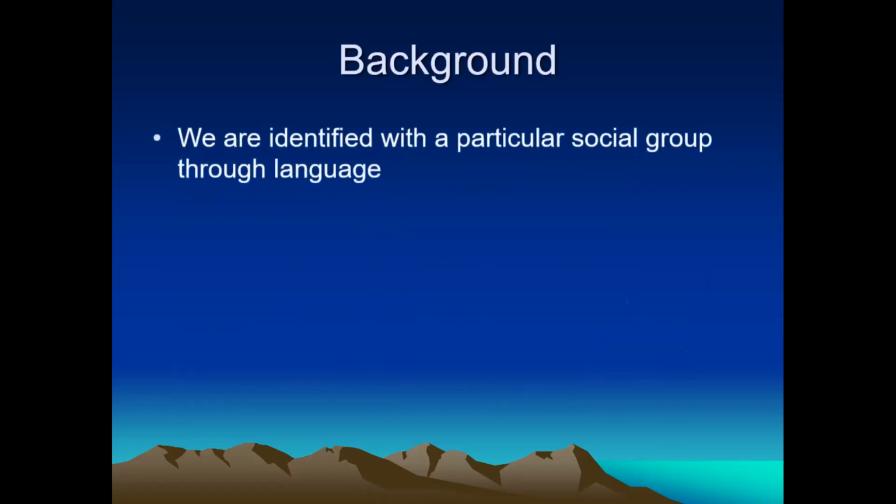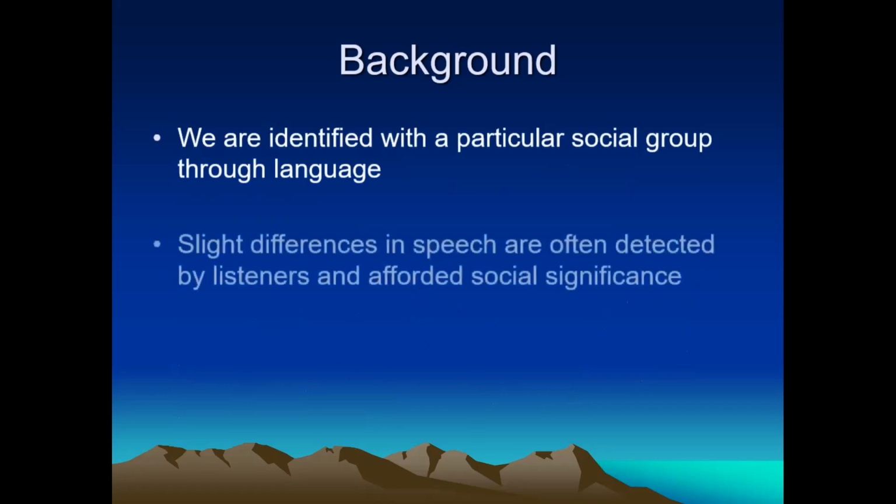All right. So let us continue. We are identified with a particular social group through language, and slight differences in speech are often detected by listeners and afforded social significance. So you should be remembering the linguistic variables, the marker, the indicator, and the stereotype, more so the marker and the stereotype, because remember we said that the indicator is a linguistic variable with little or no potent social information. So you don't really get any social information from an indicator such as schedule and schedule, all right?